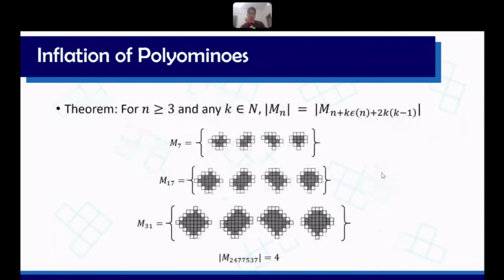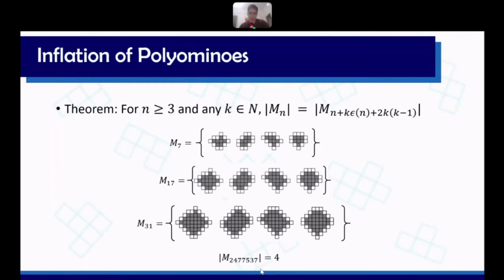And formally, we have shown in a previous paper that for polyominoes, if we take a set of minimal perimeter polyominoes and inflate them, we get all the minimal perimeter polyominoes of some larger size. In the case of 7, we get all the minimal perimeter polyominoes of size 17. And then if we inflate again, we get 31 and so on. And we can keep inflating and inflating. And in this chain of polyominoes, we will always get sets of size 4. For example, we know that for this 2 million and something, there are only 4 minimal perimeter polyominoes. But this is an old result.